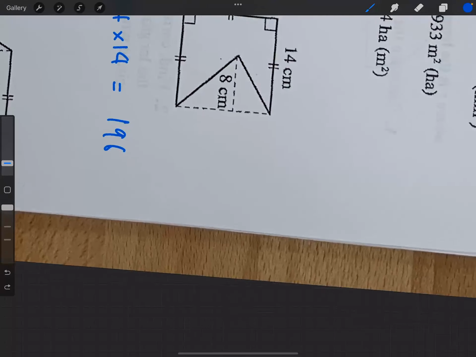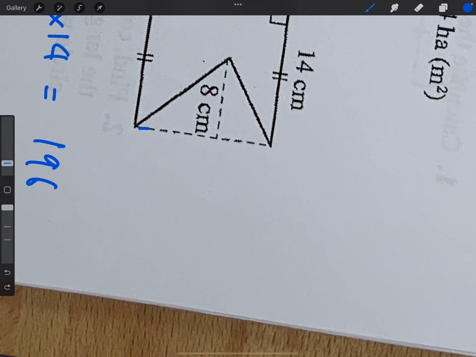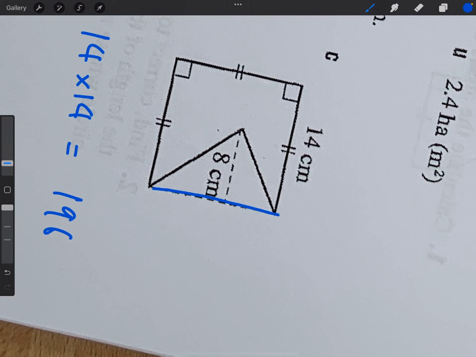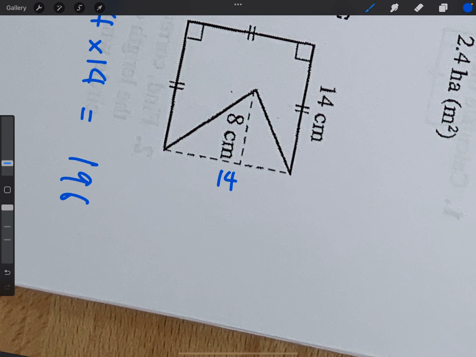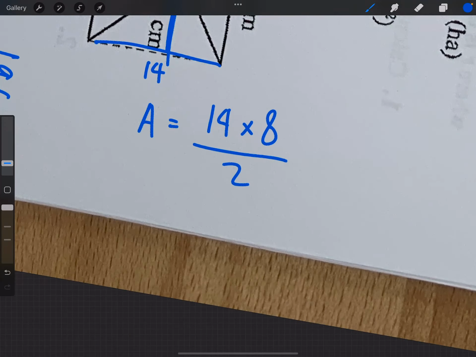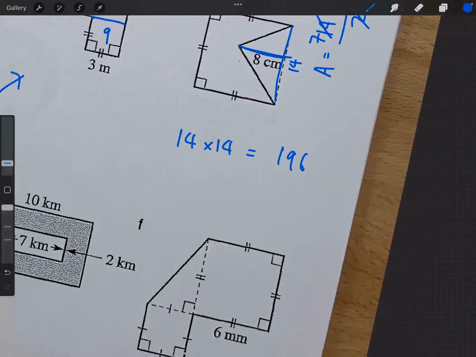Now if I turn this triangle this way, I can tell that this is the base of the triangle, which is 14, because the side of the square is all 14, right? So this is 14 and that's 8. So the area of this triangle is equal to 14, the base, times the perpendicular height, which is 8, divided by 2. I can just do this. This will be 7. 7 times 8 is 56. Straight away I can tell it's 56.